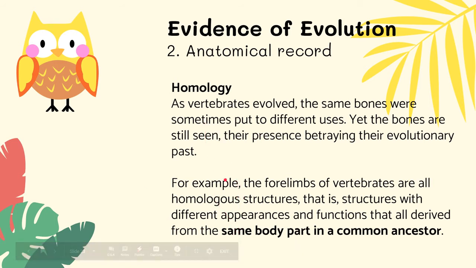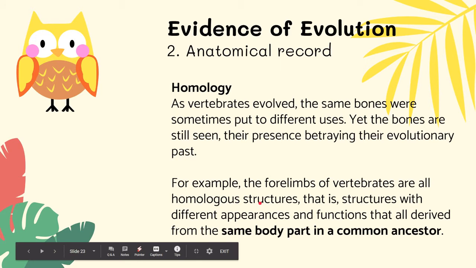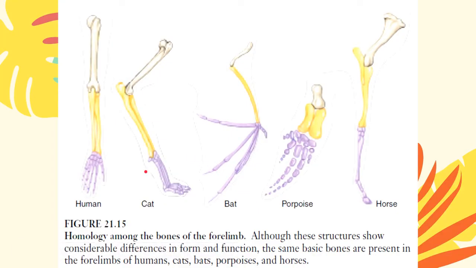So the first is four limbs, homologous structure. So for example, this shows us the homology of the bones of the four limbs of mammals. So as you can see, these are the four limbs of humans, okay? Four limbs of cat, so they share similarities. So they have radius and ulna, then carpals, metacarpals, so they have almost the same structures in cats. Same structure, but different functions for bat, okay? But they have similarities, possibly because they have the same ancestor.